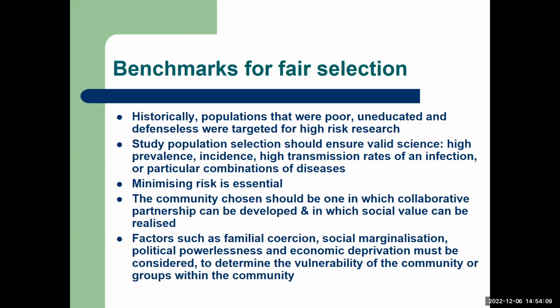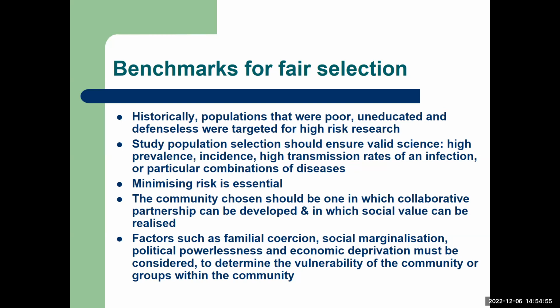So some of the benchmarks for fair selection: we've spoken about the fact that historically, populations that were poor, uneducated, and defenseless were targeted for high-risk research. So when we look at selecting populations, we should ensure that we have valid science for why we want to choose that particular population, maybe because they have a high prevalence or incidence of disease, or high transmission rates of infection, etc. Minimizing risk is absolutely essential when we do research.